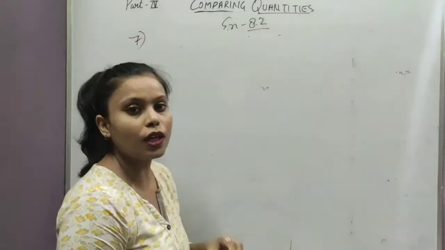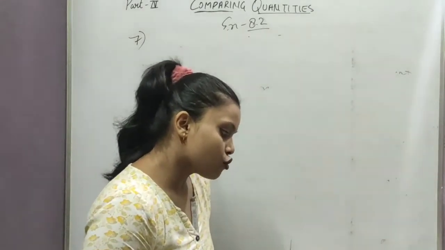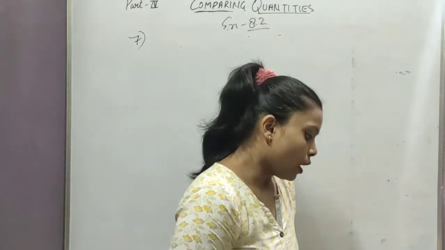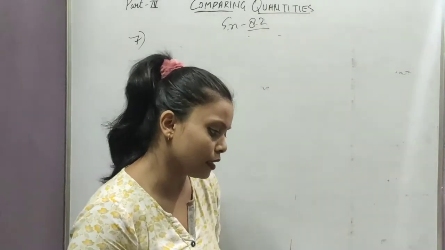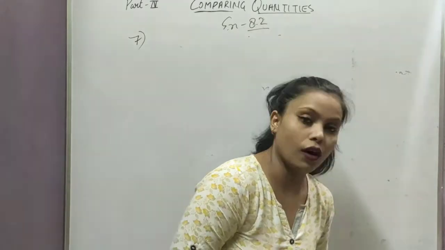Okay. Now one question was left in this exercise, that is question number 7. So I'm just giving you the idea how to solve it. A milkman sold 2 of his buffaloes for rupees 20,000 each. On one he made 5% gain and on another a loss of 10%. Find the overall gain or loss.